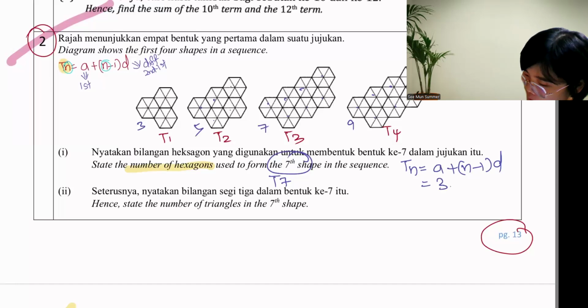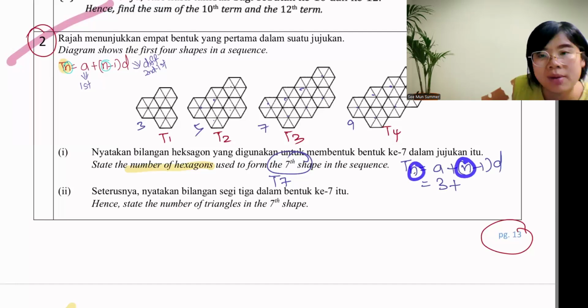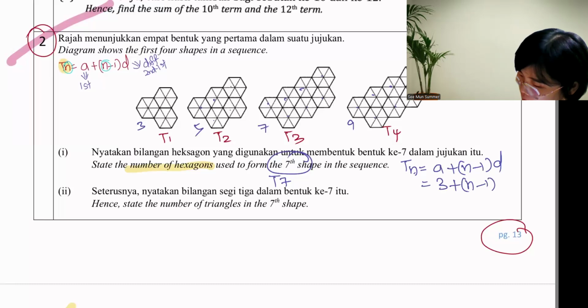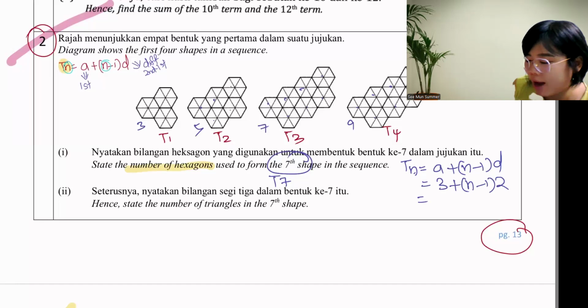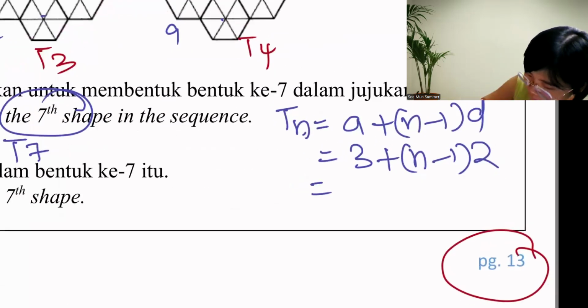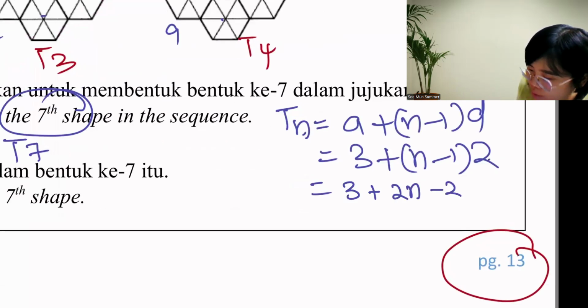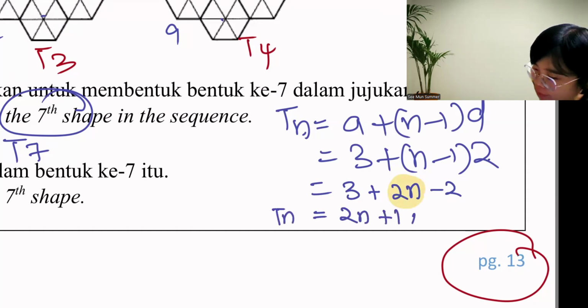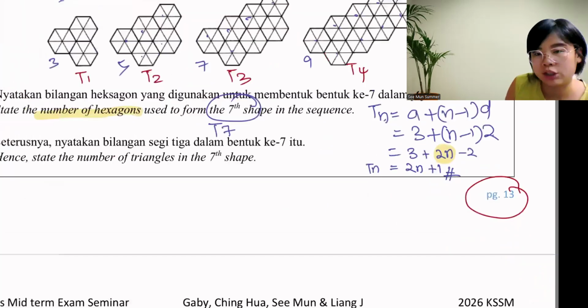So A is 3, n minus 1. Since n here also n, this also remains as n. That's it, n minus 1. But what is my d? You have 2 already, right? And then next part, what you need to do? Expand. n times 2, 2n minus 2. And then what do you get? 2n is alone, right? And then 3 minus 2 is exactly 1. So my Tn for here, my n term formula, is 2n plus 1.